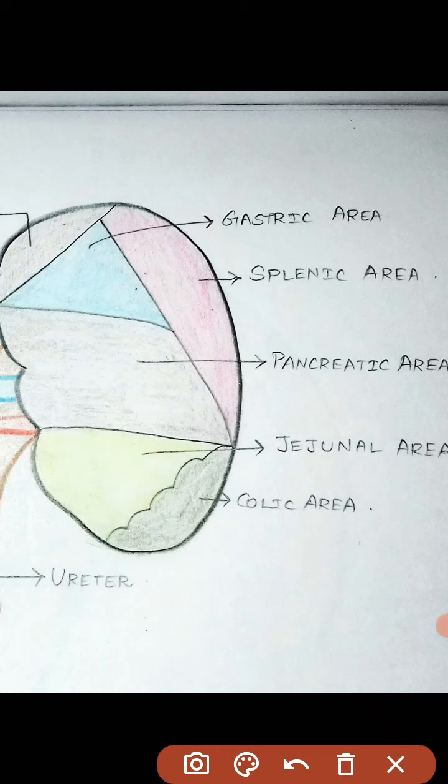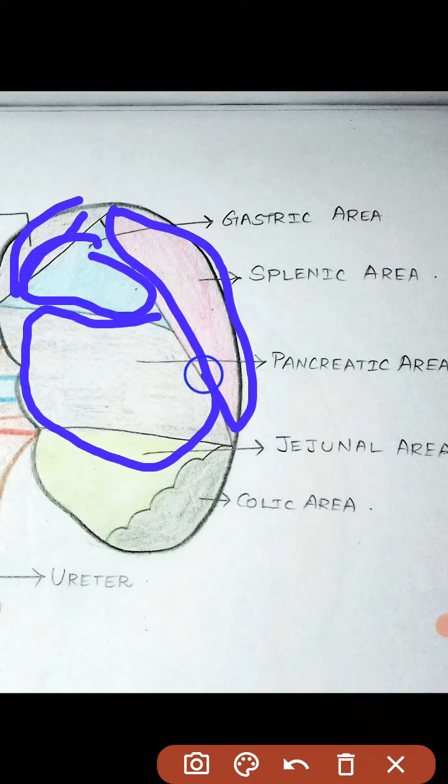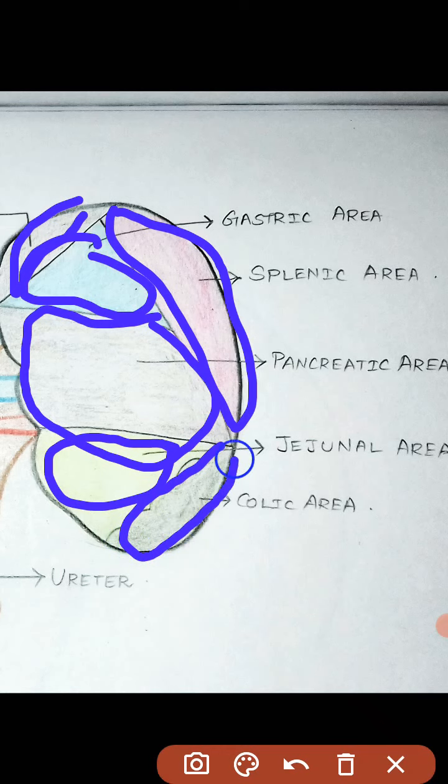So the anterior relations of left kidney are first the suprarenal area which is related to the left suprarenal gland, and the splenic area which is related to the spleen, and the gastric area which is related to the stomach, and the pancreatic area which is related to the pancreas, and the jejunal area which is related to the jejunum of small intestine, and the colic area which is related to the splenic flexure and descending colon.